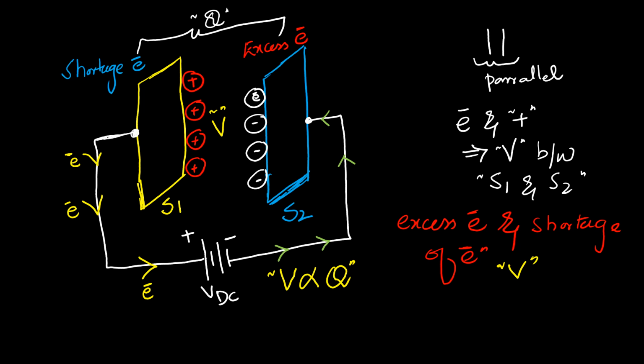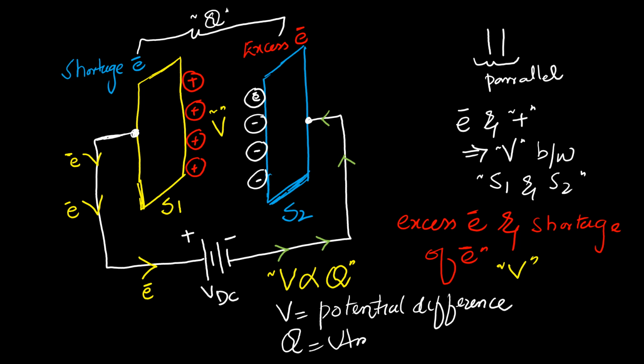So we can say that V is the potential difference between the two parallel plates, whereas Q is the amount of charge stored in the parallel plate capacitor, or stored on the surface of the parallel plates of the capacitor.